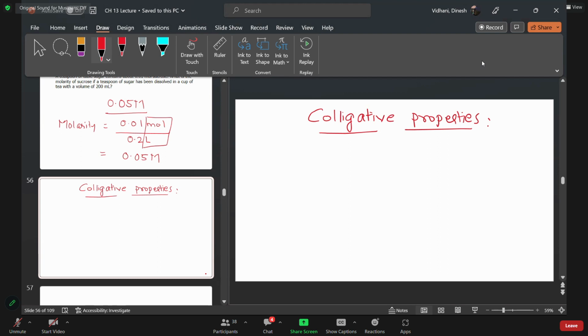I believe this was in the videos as well, right? So the colligative properties are the ones which depend on the quantity, not the type of solute that we are dealing with. So what do we mean by that?